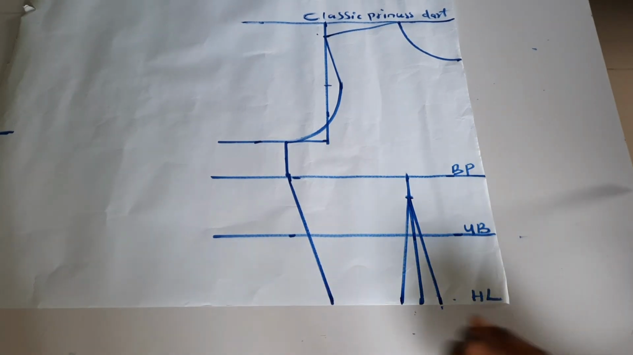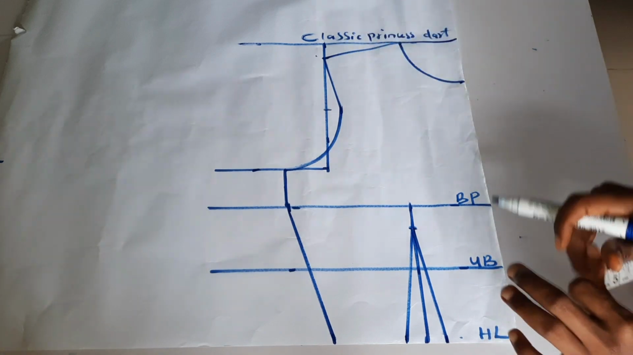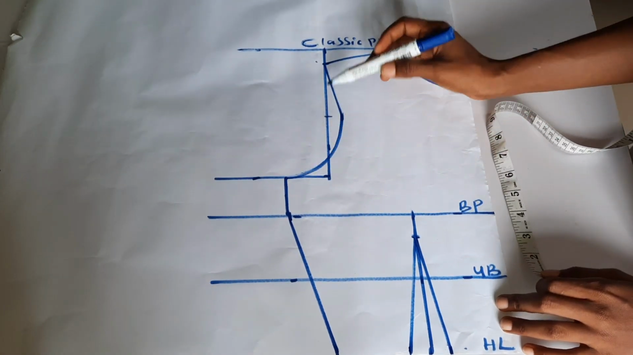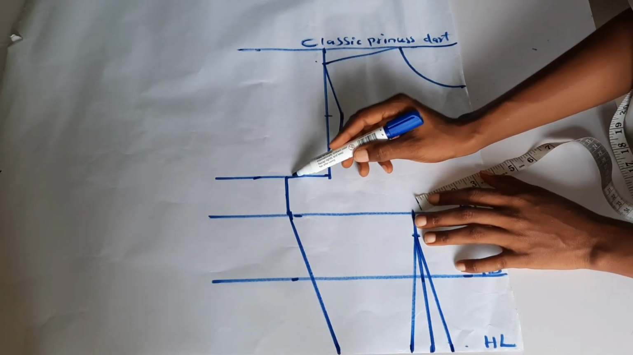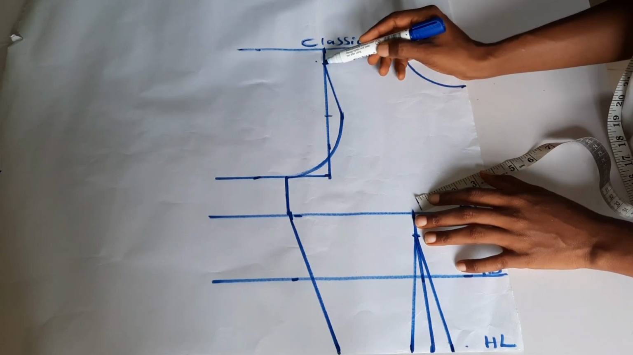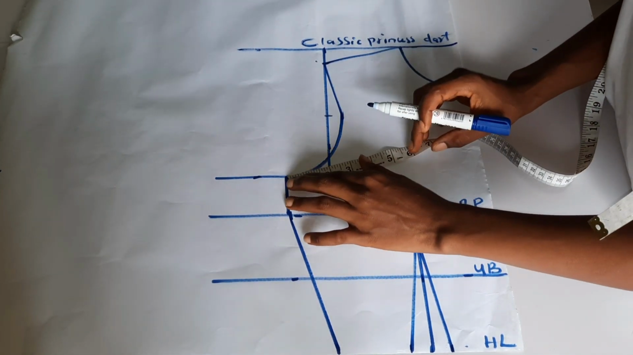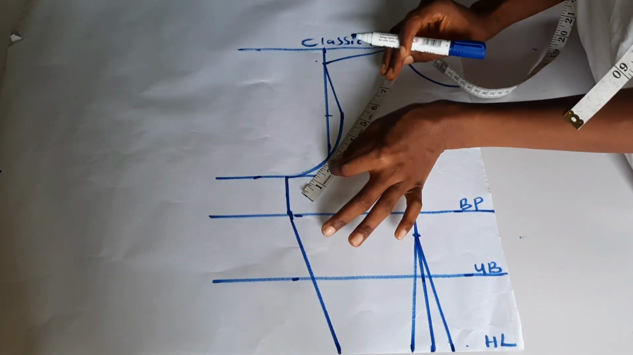Once I'm done doing this, the next thing I'm going to do is get the measurement here. To get the connecting measurement from this point to this point, I'm going to use my tape rule and go all the way like this. I will measure with my tape rule and see what I have there. So I'm going to go ahead and measure this now. I hope you're seeing me.